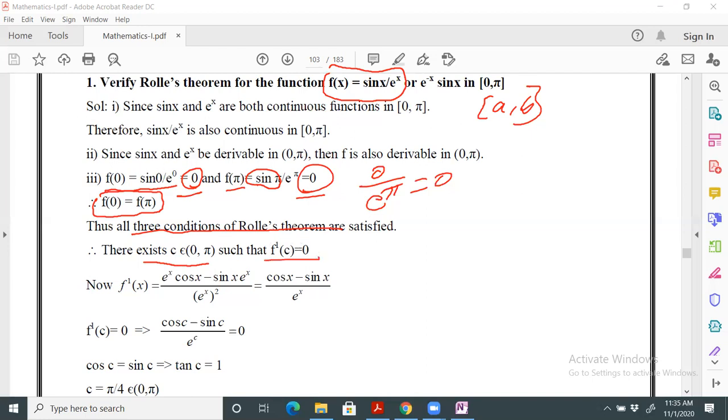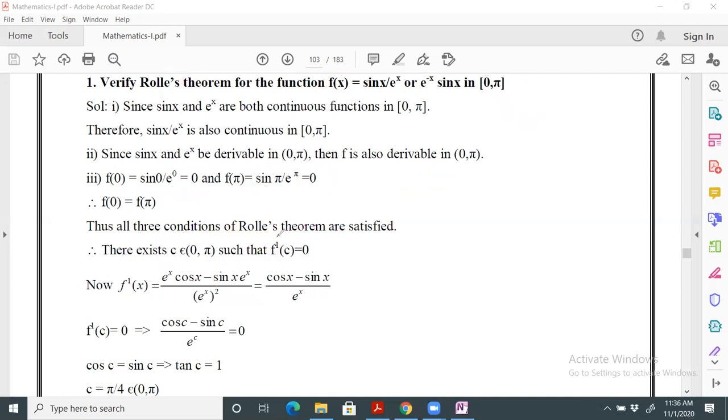But they asked us in the problem to verify. We can say by using Rolle's theorem this can happen, but we have to check whether it is happening or not. For that, we have to find f dash of x, and take f dash of c equals to 0. For finding f dash of c, first find f dash of x.